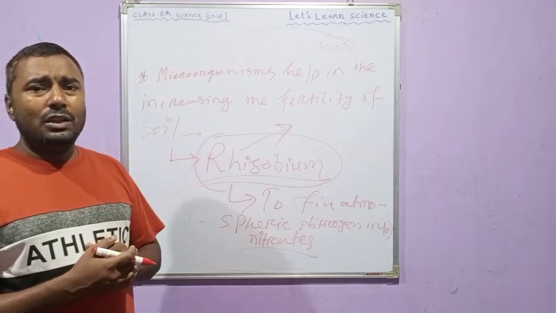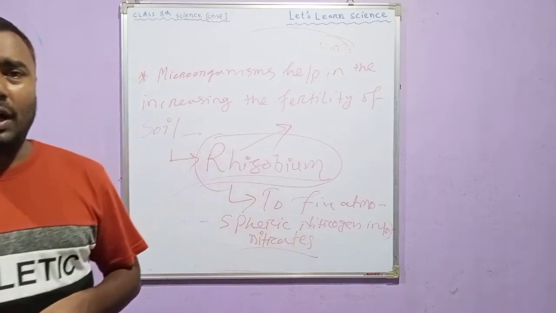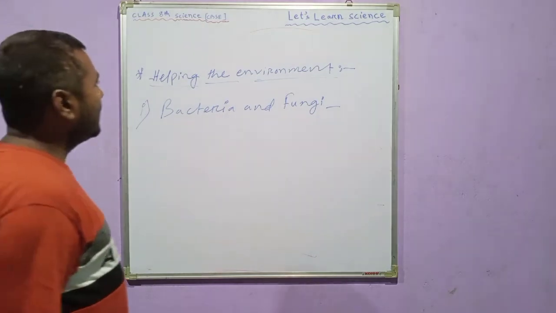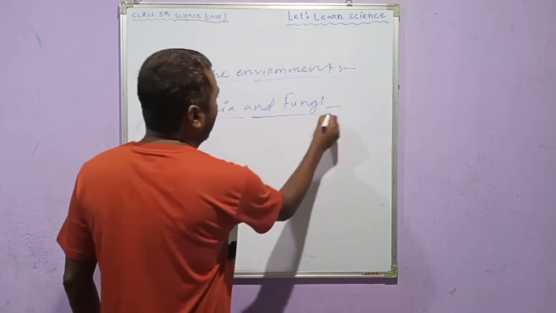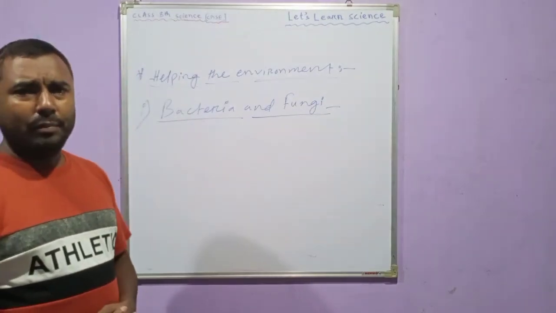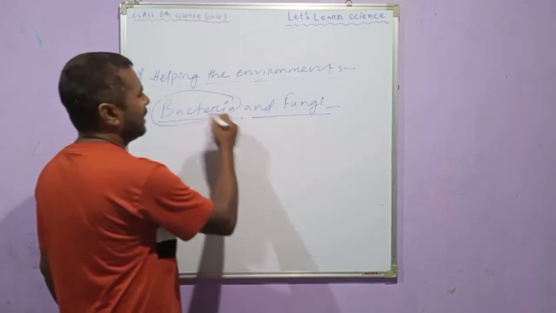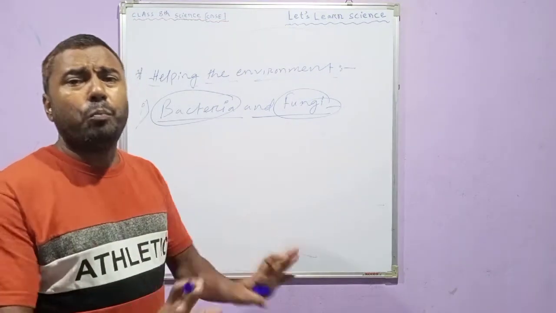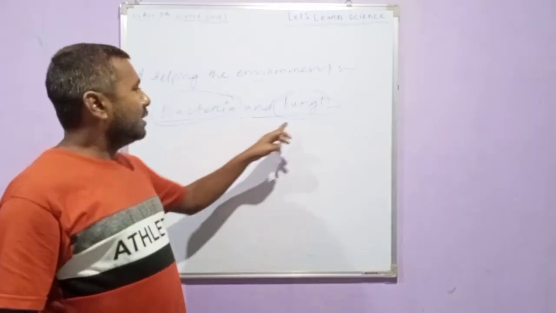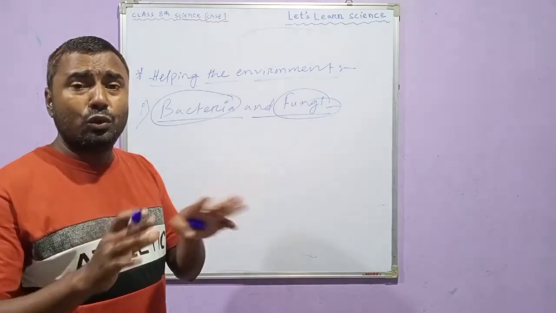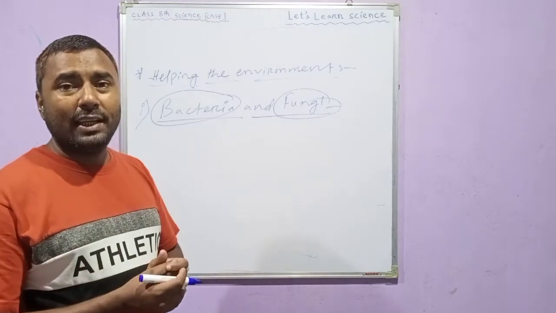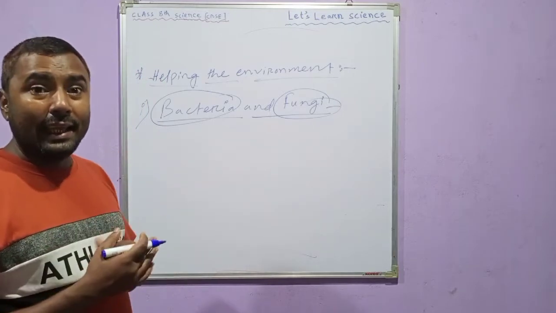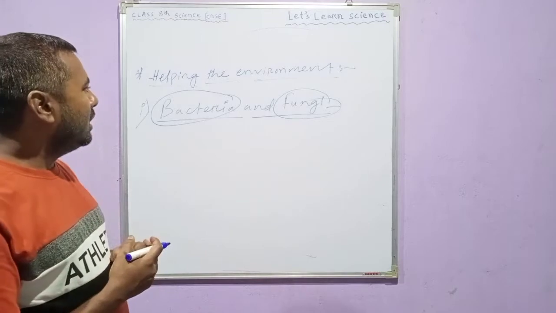Now let's see some other useful microorganisms, how they are helpful for us. Helping the environment. Microorganisms help the environment. Bacteria and fungi act upon the dead and decaying matter of plants and animals, and they decompose it. Bacteria and fungi are also called decomposers because they decompose the dead and decaying matter of plants and animals. This is how they keep our environment neat and clean.